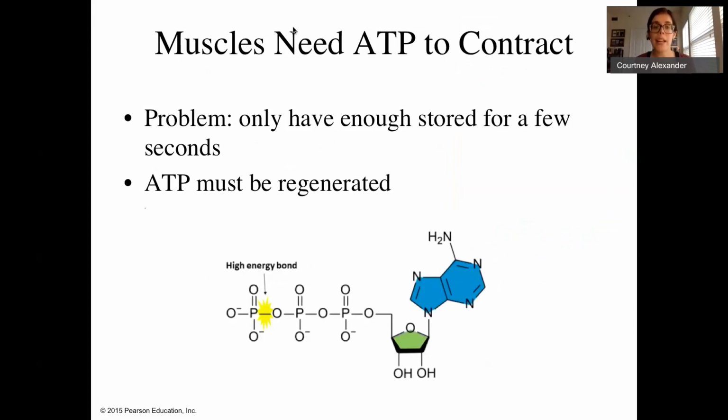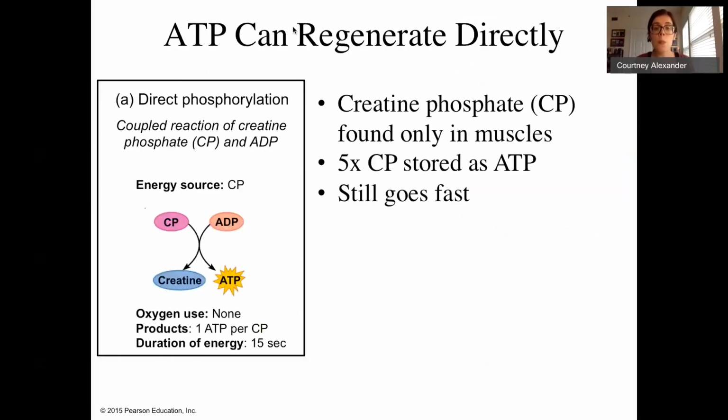Let's talk a little bit about ATP, right? Muscles need ATP to contract. It allows that myosin to let go so we can grab again. However, we only store enough ATP in our muscles for a few seconds, and so we have to regenerate that ATP. We can do this in three ways.